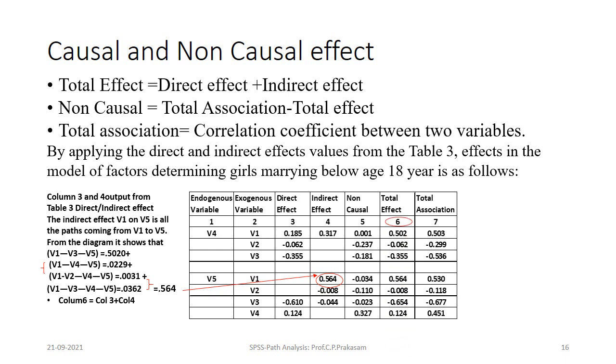The total association is column number 7, the output from the table. Here, the non-causal effect is the total association minus the total effect. Like that, we can build up this table for the further calculations.